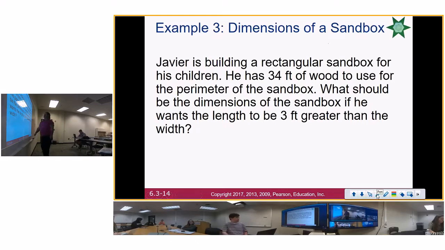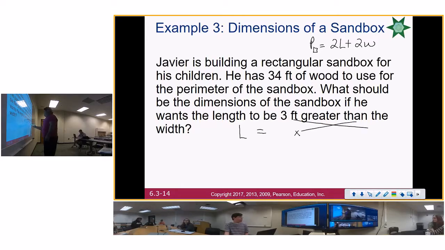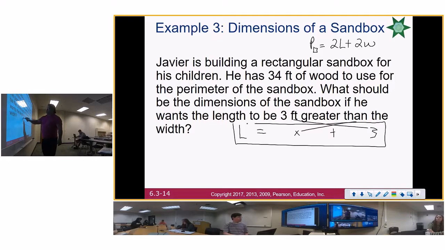The perimeter of a rectangle is equal to 2L plus 2W. Okay? What should the dimensions of the sandbox be if he wants the length to be 3 foot greater than the width? When I say greater than or less than, I do the crisscross. Now you don't have to do it on plus or greater than, but I do on both of them. Okay, so what am I going to do with L is equal to W plus 3? What am I going to do with that equation?